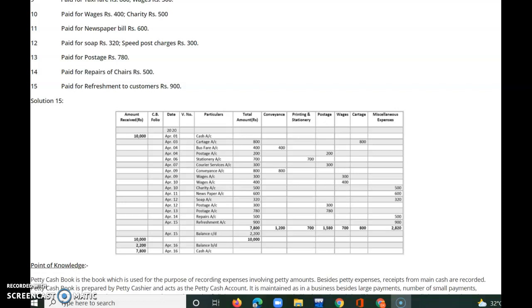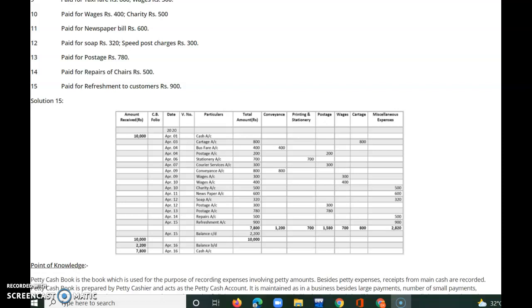Amount received here on the left side, first column there will be. Then cash book folio means page number. You may skip this column. Then there is a column for date. Then another column is voucher number, that is the number of the voucher from which the entry has been taken. Then the particulars, another column. Total amount relating to the expenses which is being done.